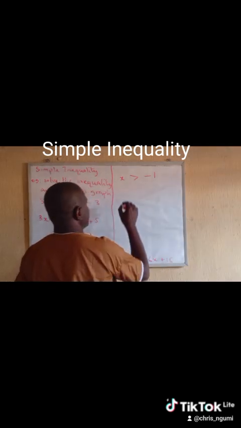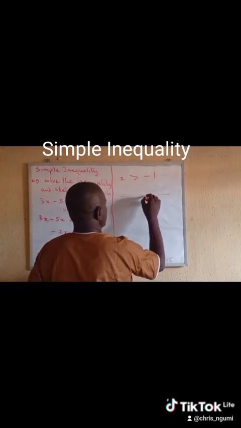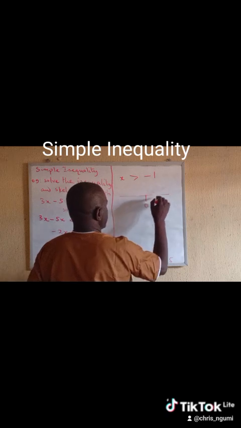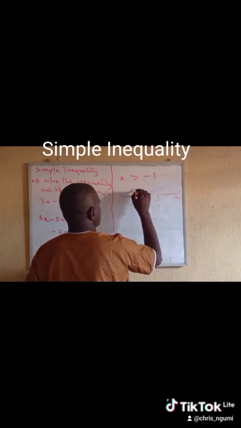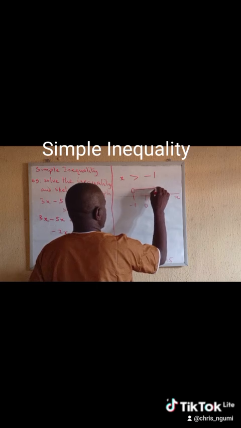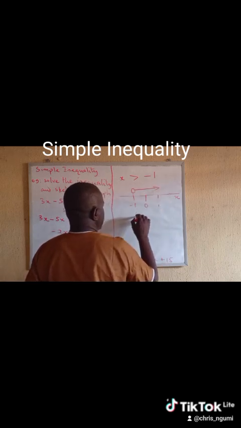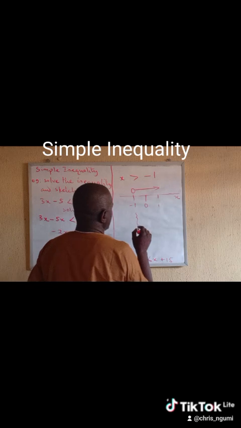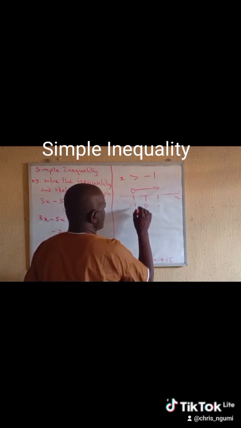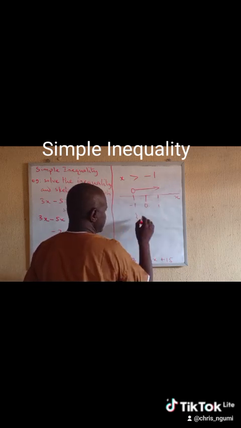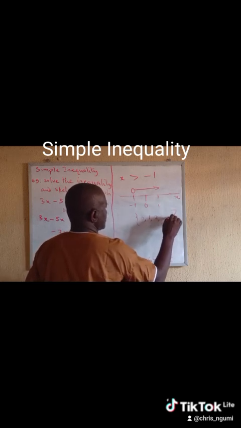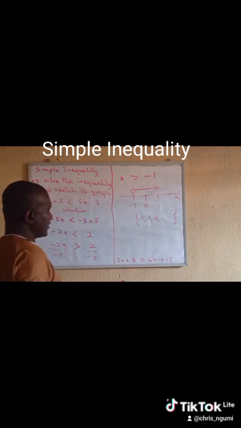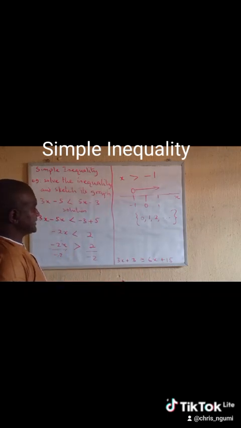Now to sketch the graph, we said draw your number line. This is 0 here. This is 1. This is minus 1. And this is your x. Because it's greater than, the arrow will go this way. That means the solution set, because minus 1 is not included, if we're taking that as whole numbers or integers, we have 0, 1, 2, dot, dot, dot. So this is the solution of the inequality.